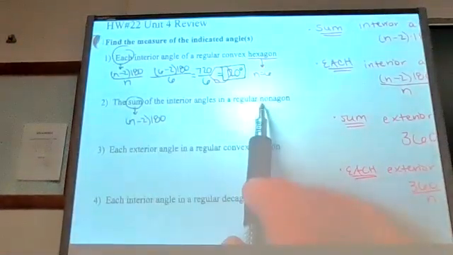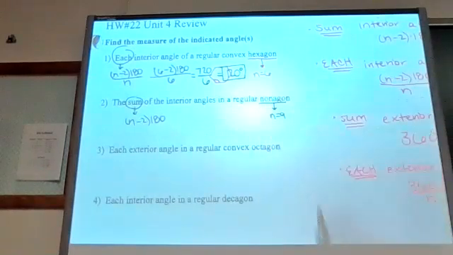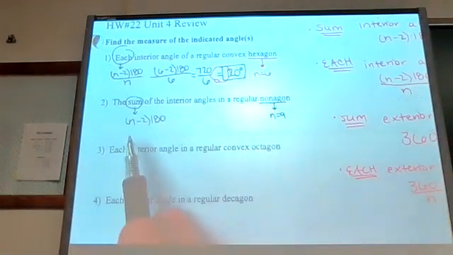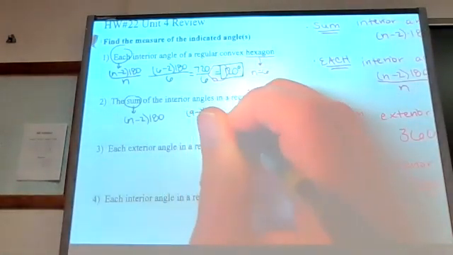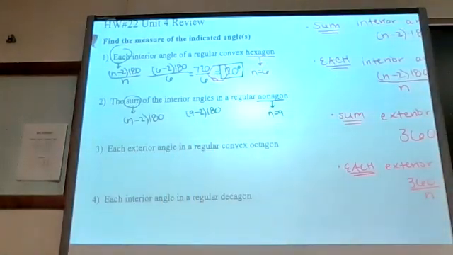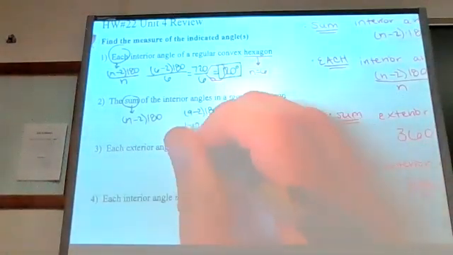Of a regular nonagon, how many sides does a nonagon have? 9. So I need to be able to, from this, know that I'm using n equals 9. I'm just going to plug that into my formula. So 9 minus 2 times 180 is what I'll do, or 7 times 180, which gives me 1260.